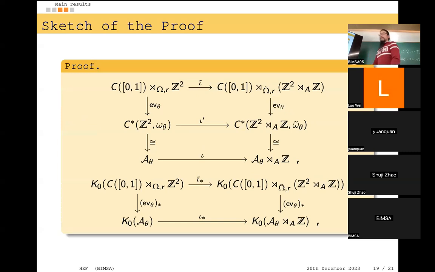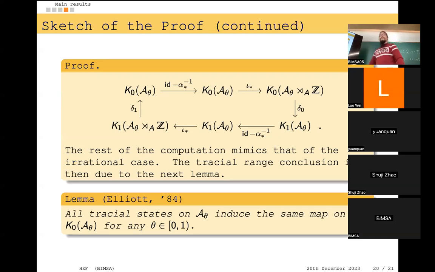So this is the very brief idea of the computation of the K-theory and the trivial range. Basically, we can construct a continuous field of C-star algebras and connect the rational and irrational case. We have the commutativity of this diagram using the evaluation map. Here we use the Baum-Connes conjecture, but let me just avoid it. This commutativity forces the K-theory computation of the irrational case to pass to the rational case, and then the rest of the proof is simply by mimicking that of the rational case.